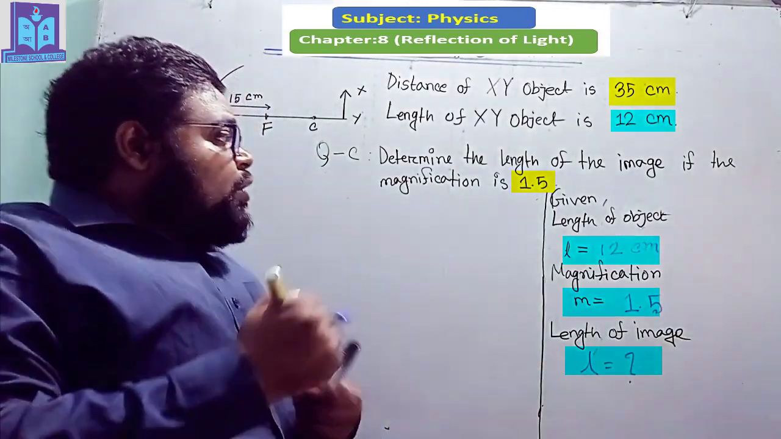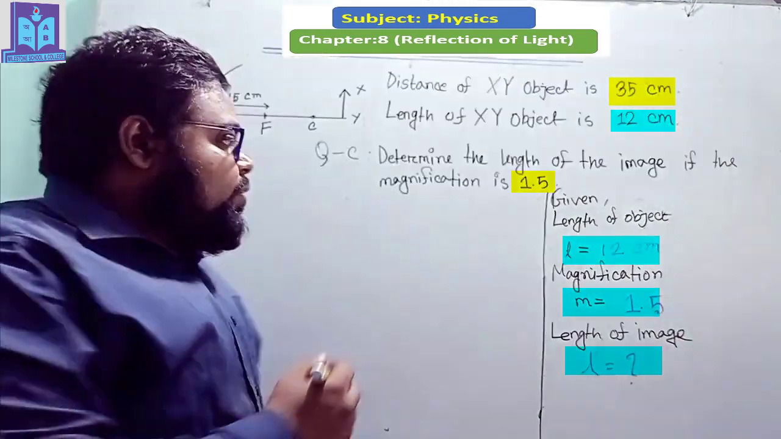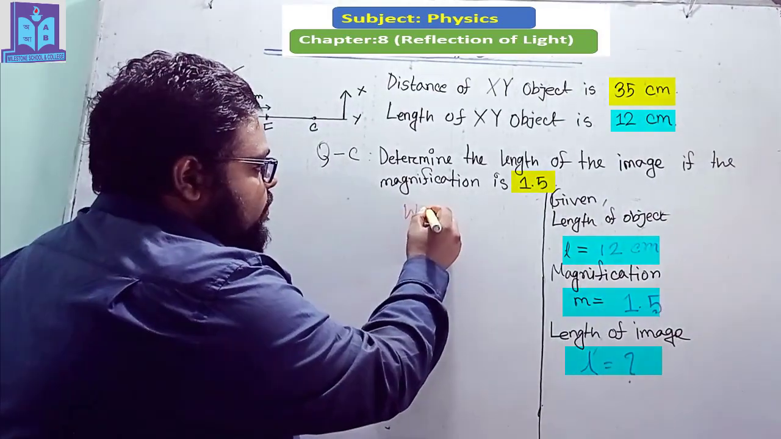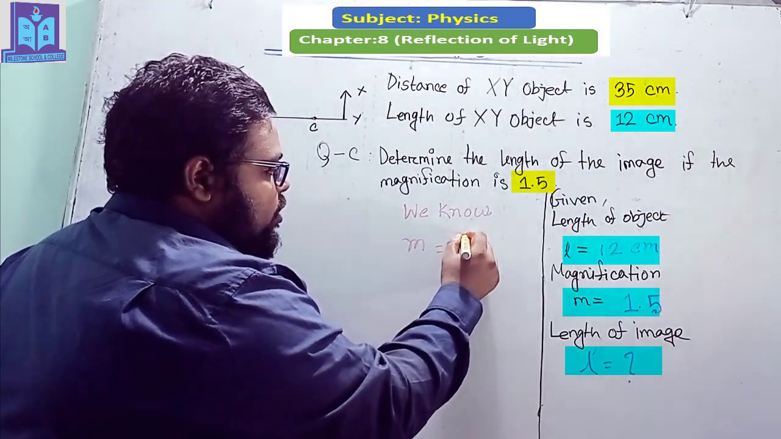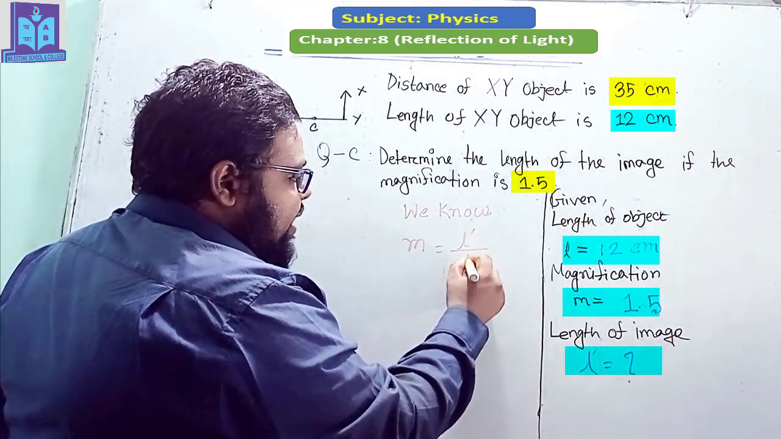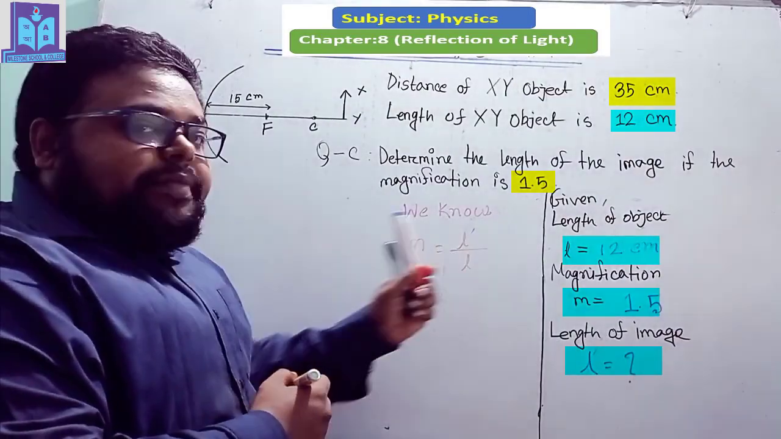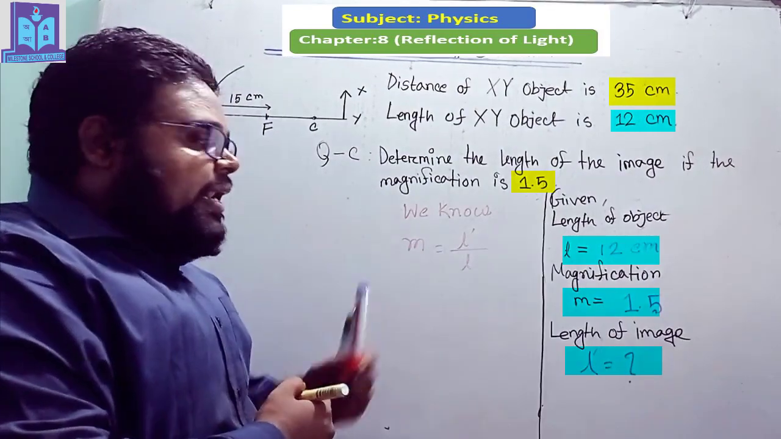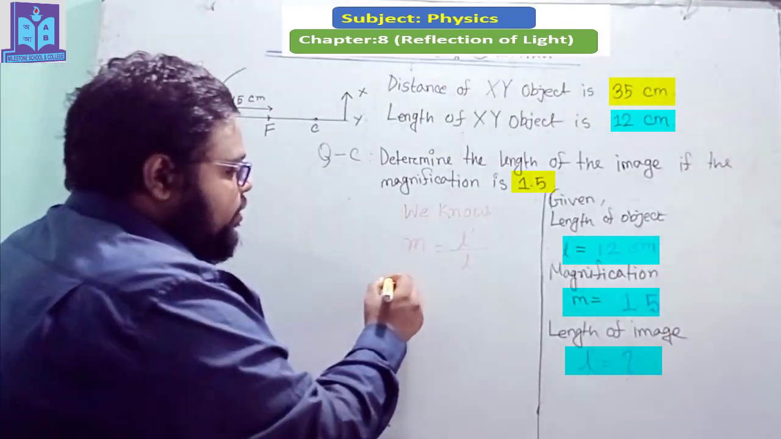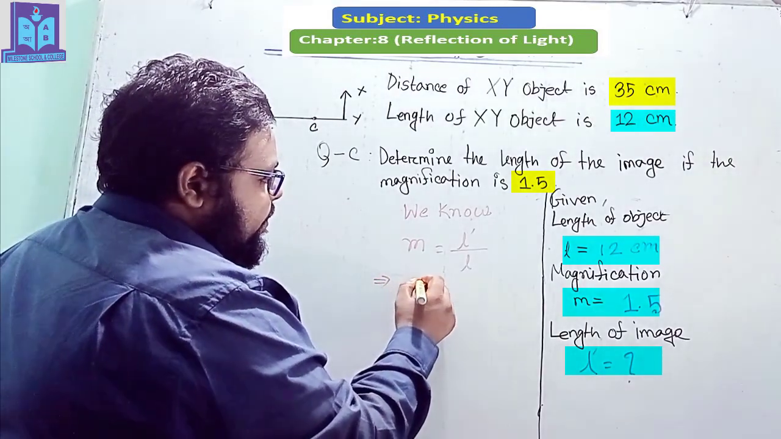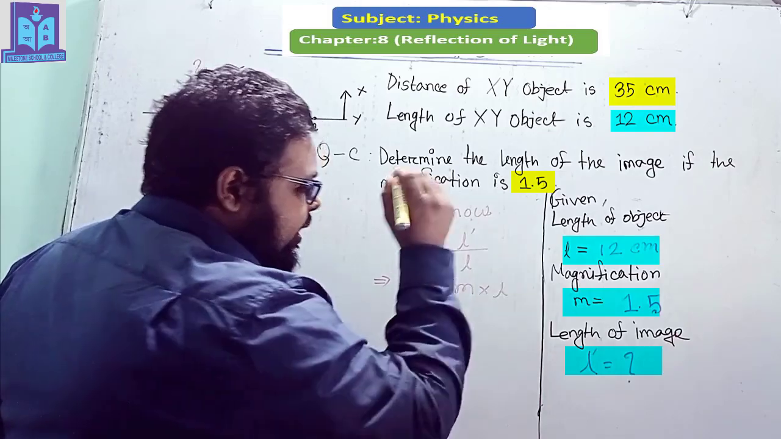Okay, so if we want to find out the length of image, we know that M equals L' by L, where M is the magnification, L' is the length of image, and L is the length of object. So here, L' equals M into L.